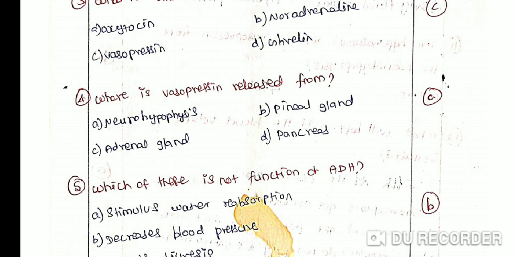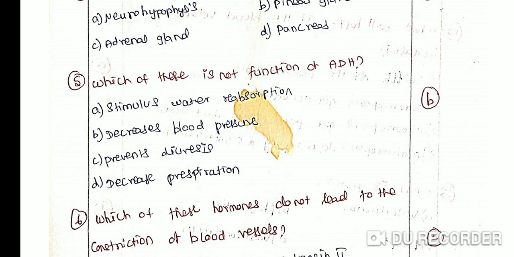Explanation: vasopressin or the antidiuretic hormone is released from the neurohypophysis or the posterior lobe of the pituitary. Oxytocin is also released from here. ADH prevents diuresis.